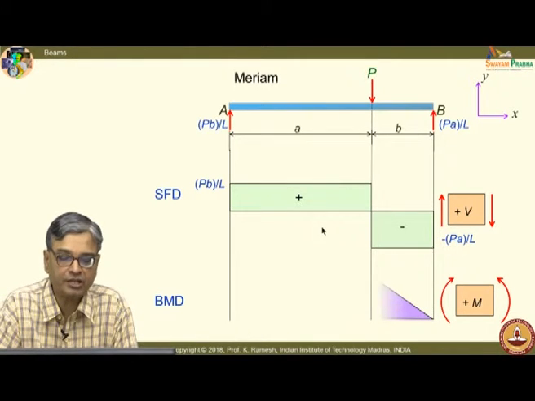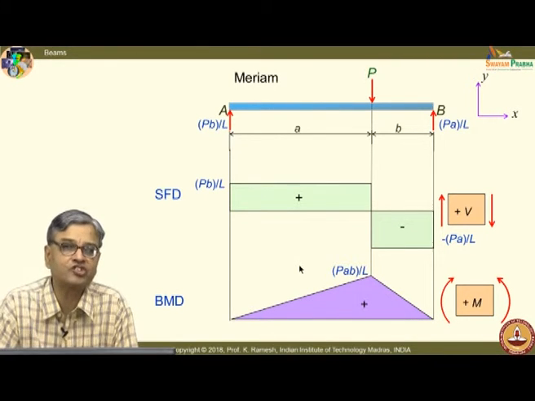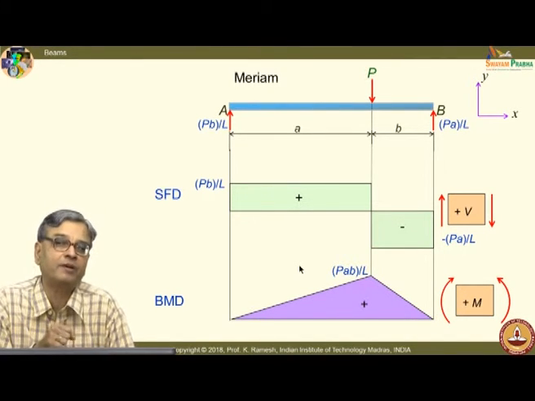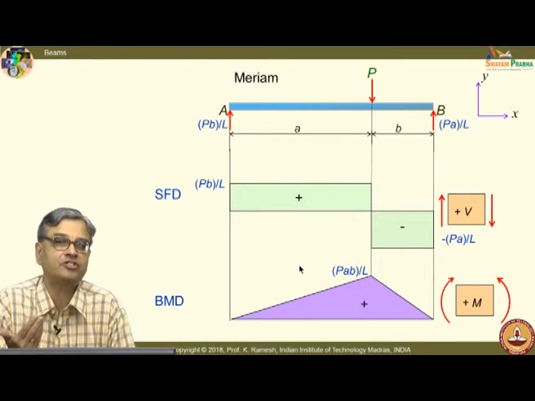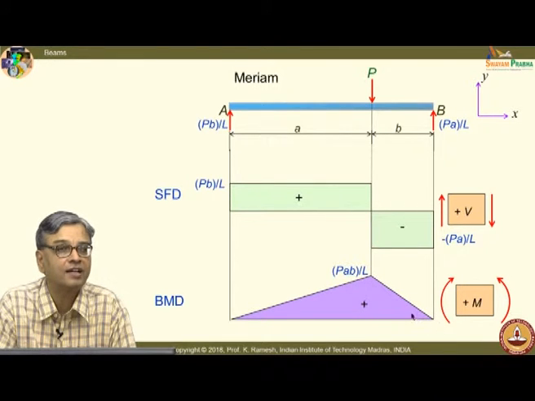And let me draw the bending moment diagram. I am drawing it from right to left. And what are the striking features you get in the bending moment diagram? If I compare the shear force diagram and the bending moment diagram, the first striking feature is when I have this as constant, I have this as a linear variation. That is the first observation.